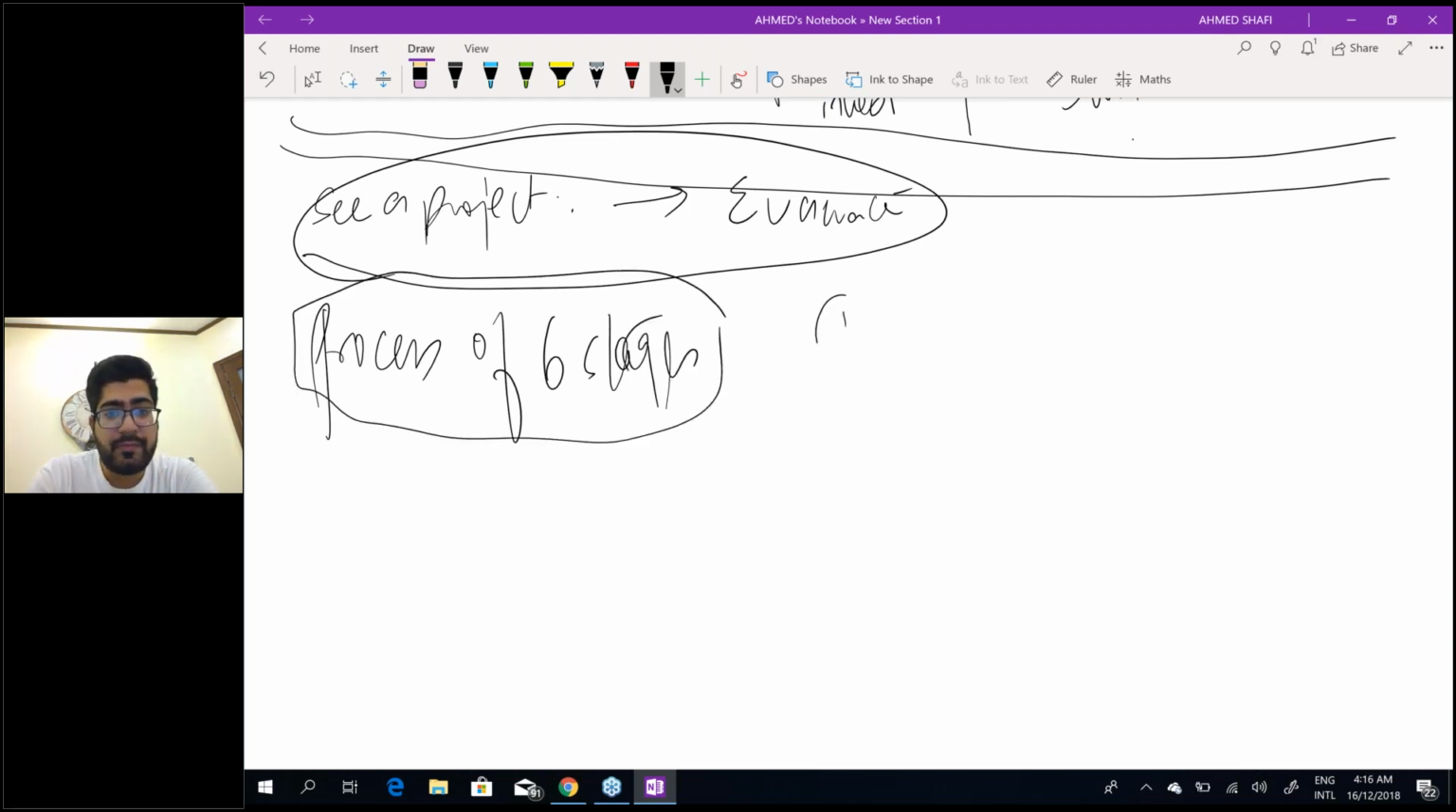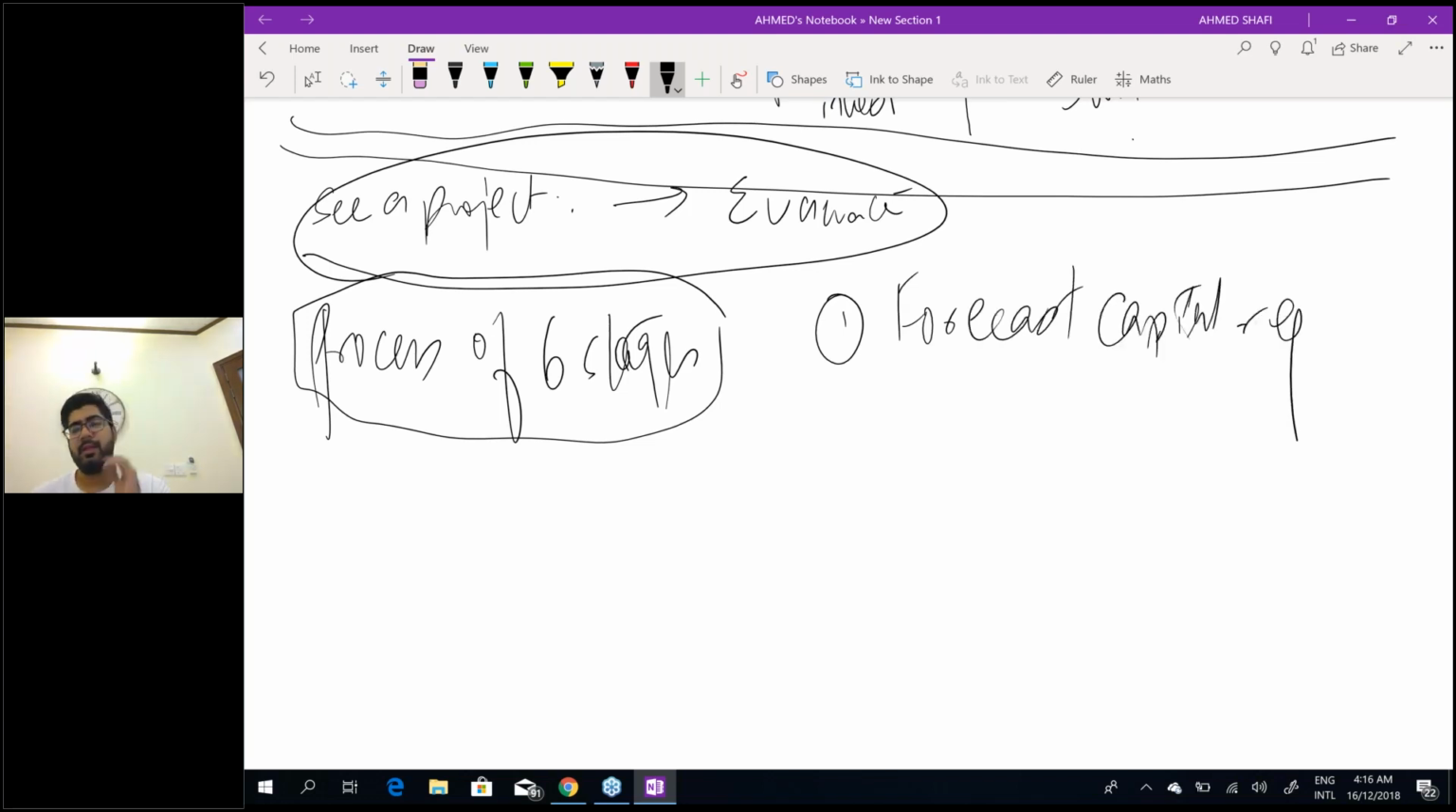Okay, the first stage is called forecast capital requirements. Now, what happens in forecast capital requirements? Tell me one thing. You have some money with you. Will you do investment with that money, or investment is done with spare money? The answer is investment is always done with spare money.